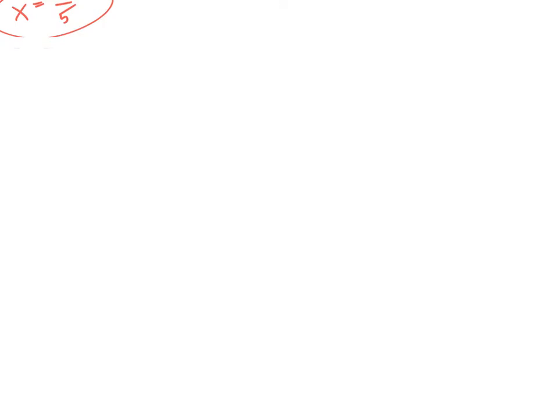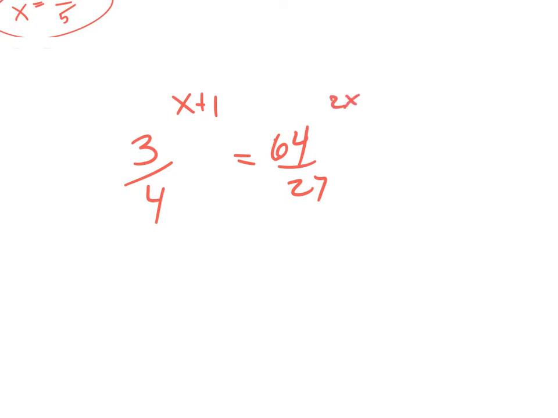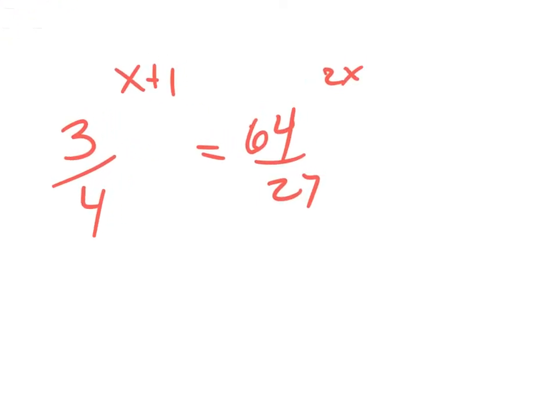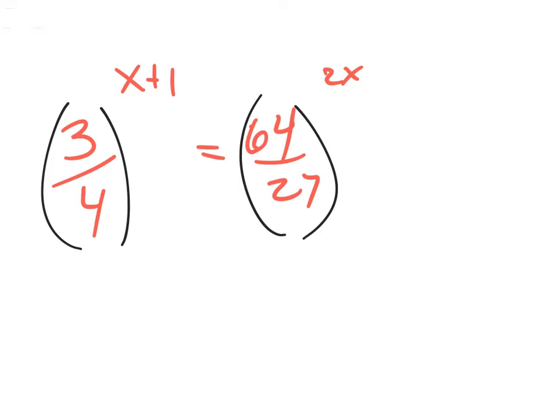So let's say I had 3/4 to the x plus 1 is equal to 64 over 27 to the 2x. So what's tricky is making it so that they have the same base. This and this got to be written with the same base.